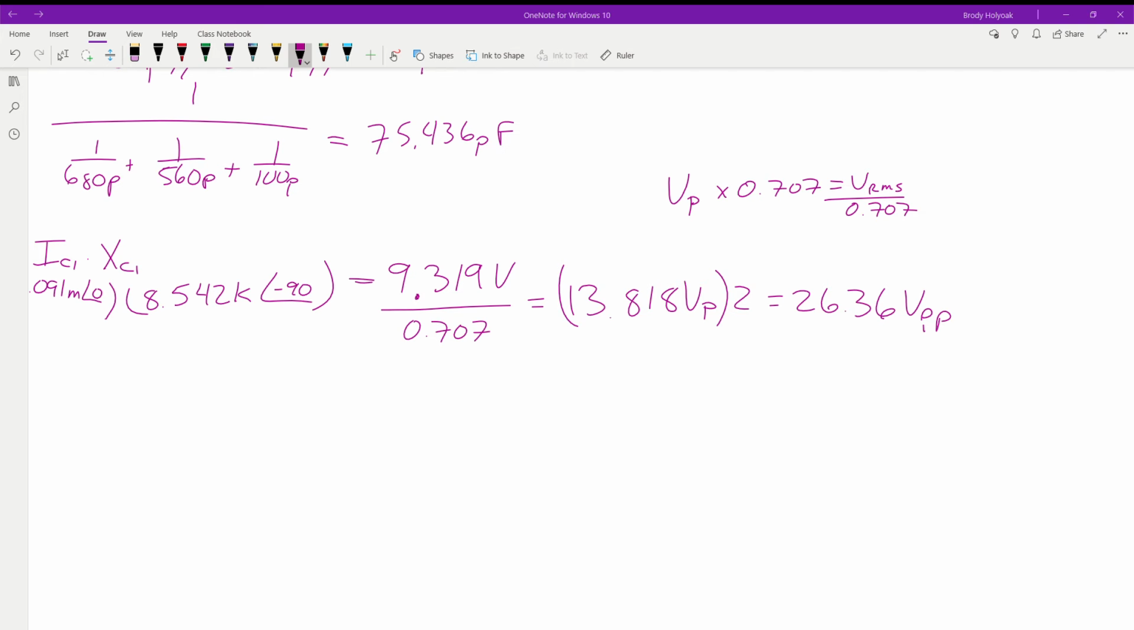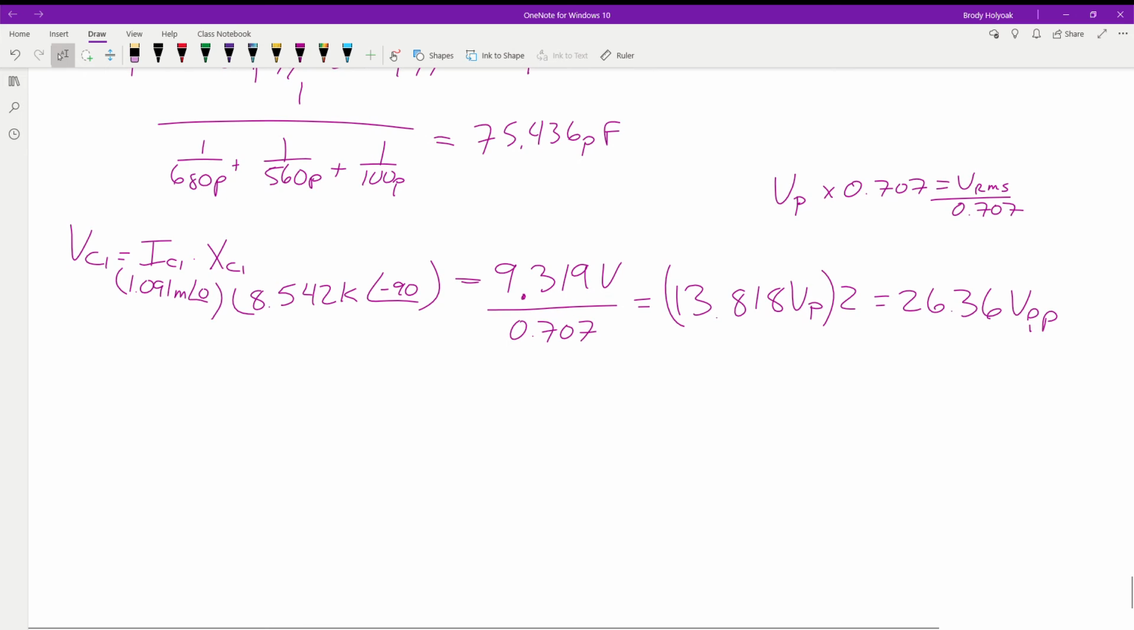Did somebody from this side of the room? Okay, Zach. And how did you solve for it? I did just the voltage divider.